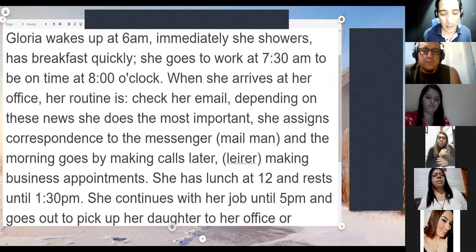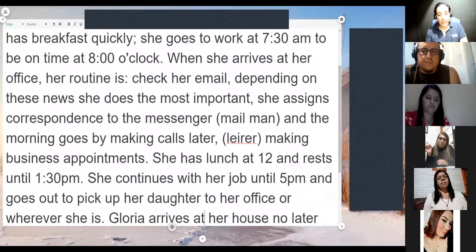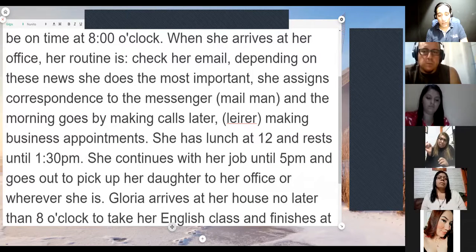Business appointments. She has lunch at 12 and rests until 1:30 p.m. Okay, she continues with her job until 5 p.m. and goes out to pick up her daughter to her office. ¿De quién es la oficina?